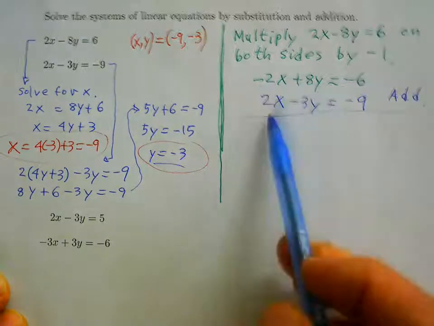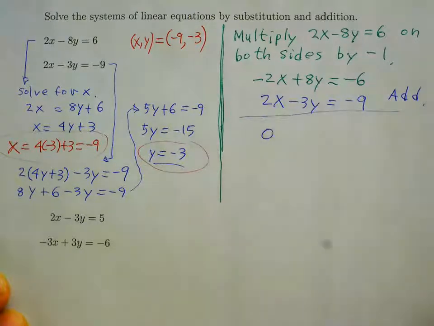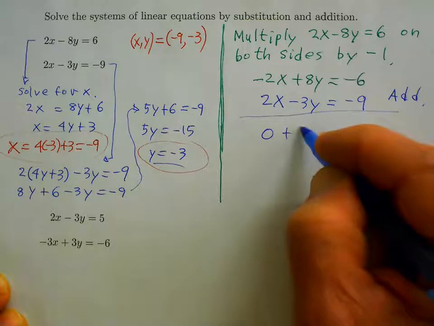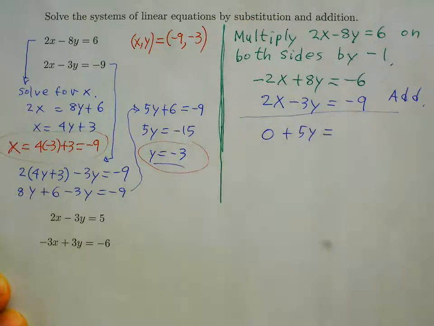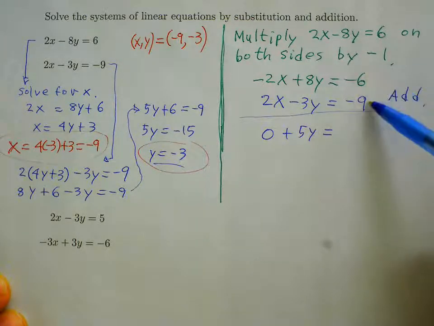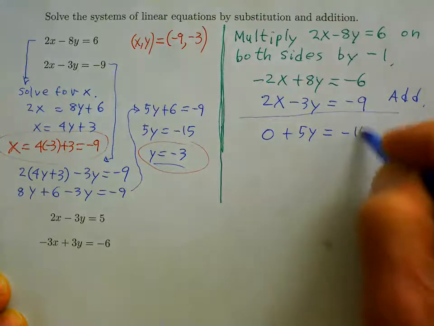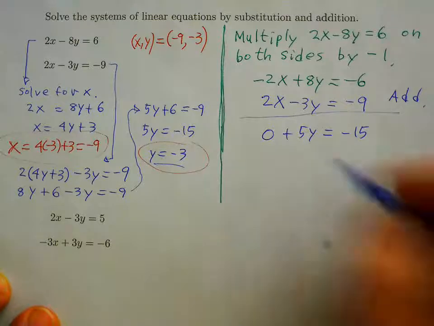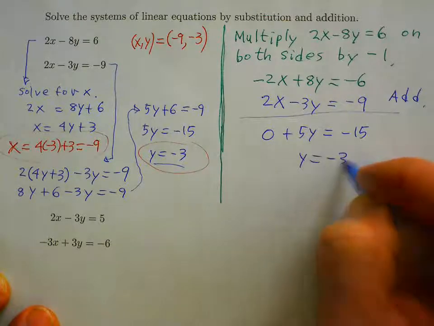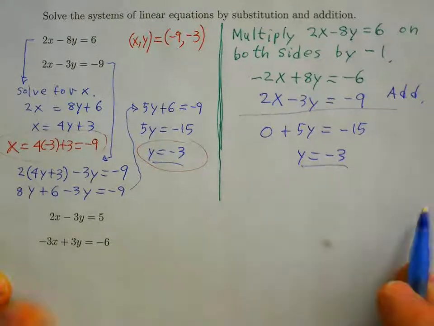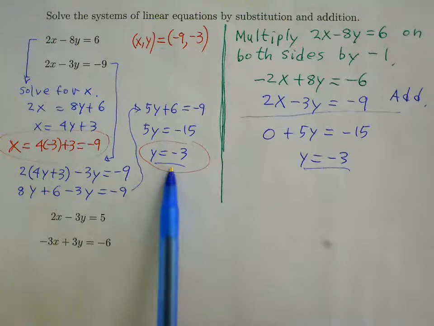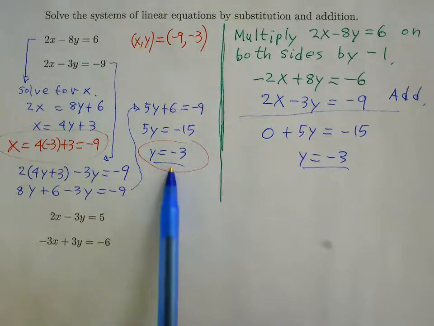Negative 2x plus 2x is 0. And 8y plus negative 3y is positive 5y. On the right-hand side, negative 6 plus negative 9 is negative 15. Then divide both sides by 5, we get y equals negative 3. Okay, so we see that that agrees with what we found when we used substitution, y equals negative 3.